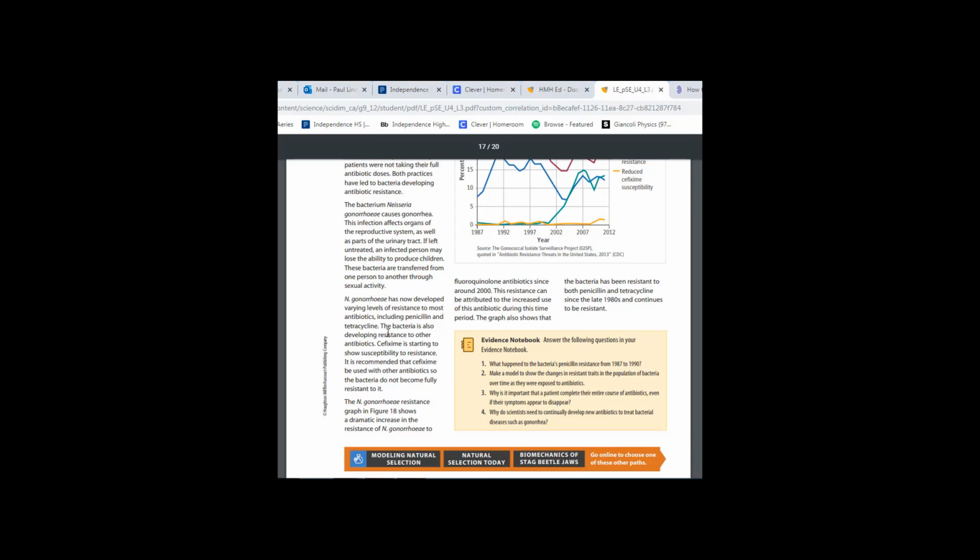Gonorrhea has now developed varying levels of resistance to most antibiotics, including penicillin and tetracycline. The bacteria is also developing resistance to other antibiotics. Cefixime is starting to show susceptibility to resistance. It is recommended that cefixime be used with other antibiotics so the bacteria do not become fully resistant to it.